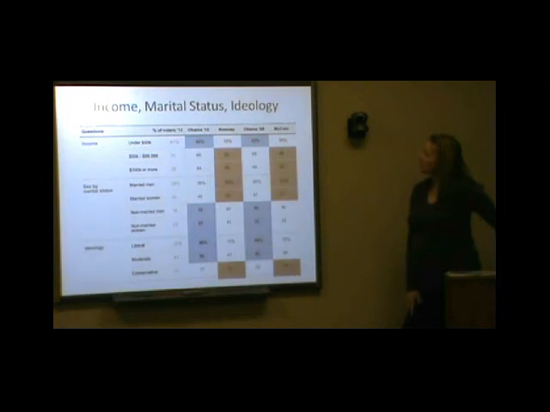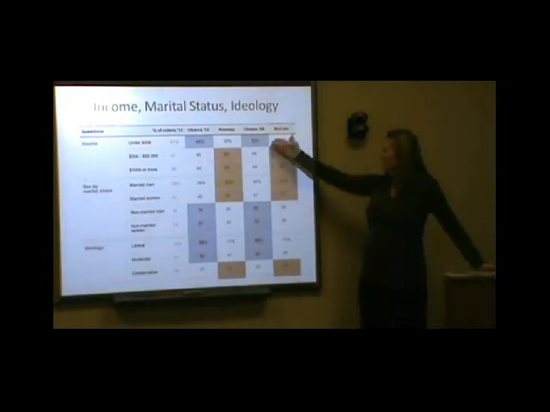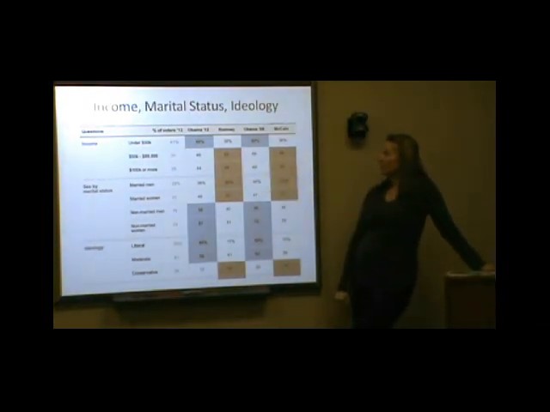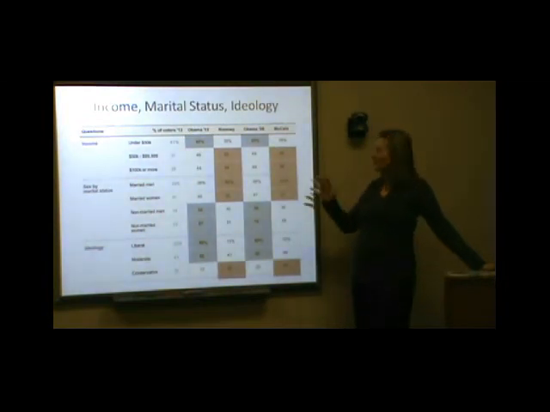Next one, income, marital status, and ideology. Not a lot's changed here. Those who make under 50K, remember, everybody in the United States likes to be middle class. We find this sociological phenomenon. People who make under 50K up to $100,000, when you ask them, they'll say, I'm middle class. But not everybody is really middle class in the United States.